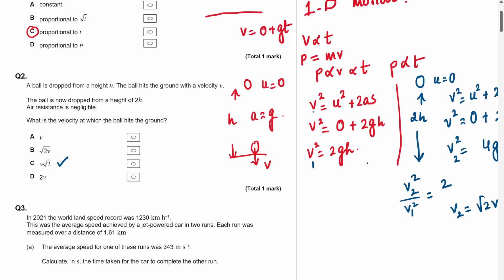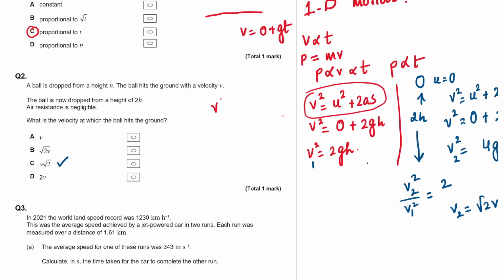If you want to see what I've done, just pause the video, rewind and go back. I'm just doing it by another method. I know this is my equation. My velocity squared is proportional to height, because everything else is constant: u is 0, and a is the constant g. So my v squared is proportional to height.